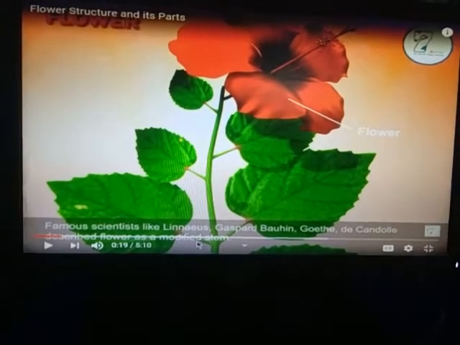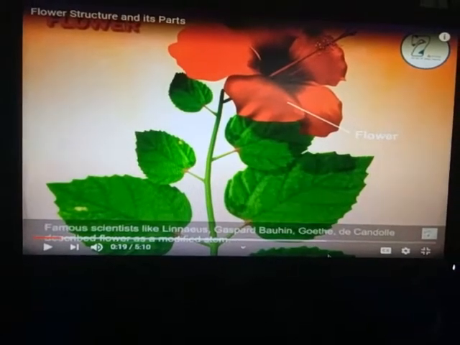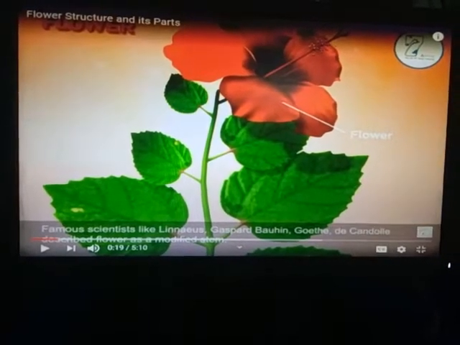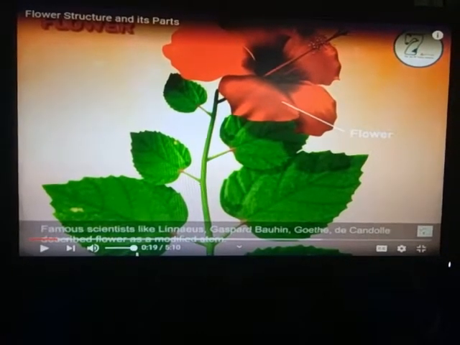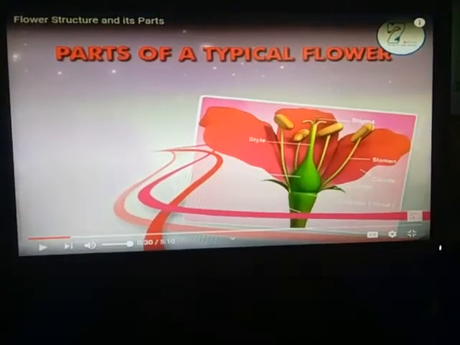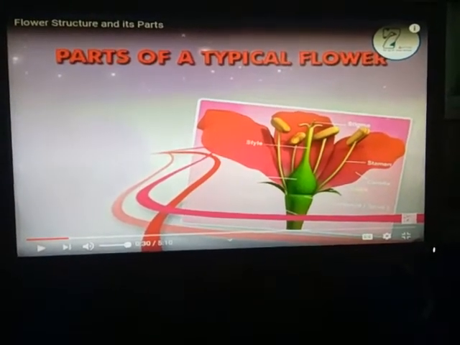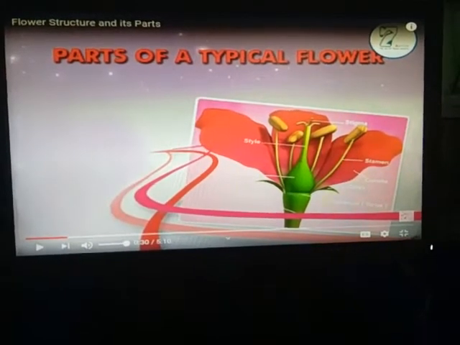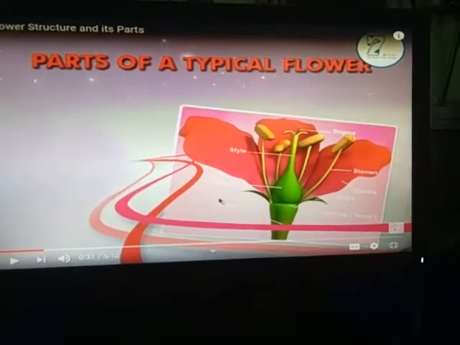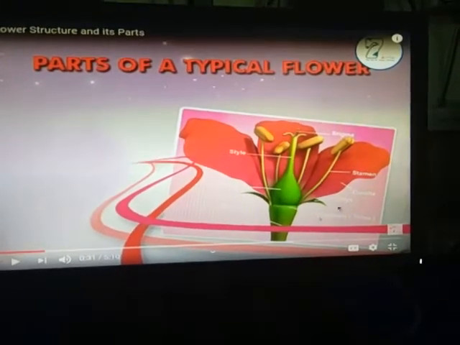Famous scientists like Linnaeus, Gaspard Bauhin, Goethe, and De Candolle described flower as a modified stem. Now, dear students, we will discuss different parts of a typical flower through this diagram. Students, we can watch different parts of this flower.